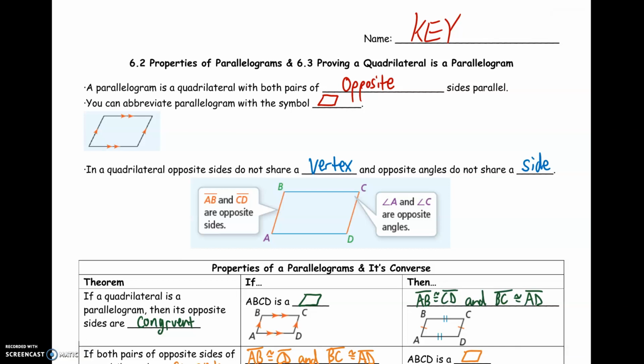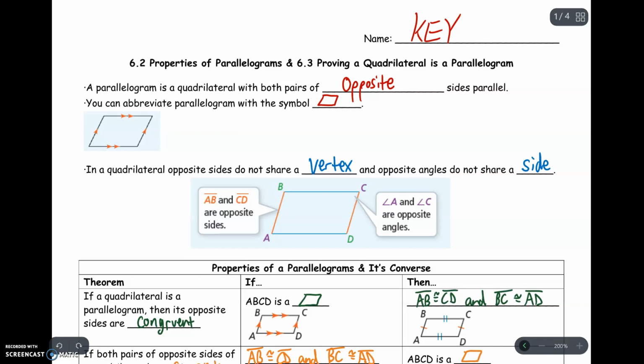Quadrilateral opposite sides: if I want to state that sides are opposite, they don't share a vertex, and opposite angles, same thing. We're just thinking the opposite sides or opposite angles across from each other in that parallelogram. So A and C are opposite angles, AB and CD, for example, are opposite sides.